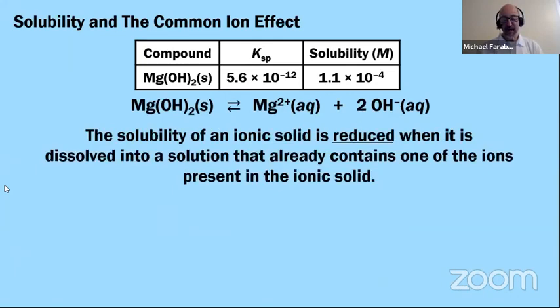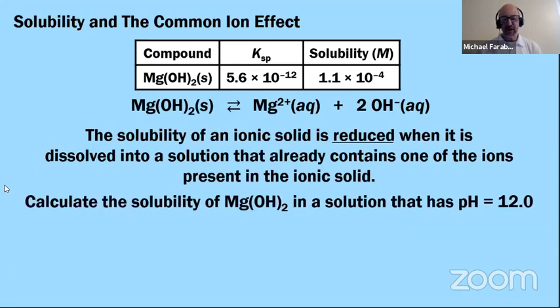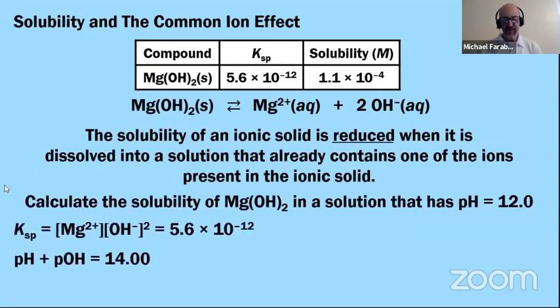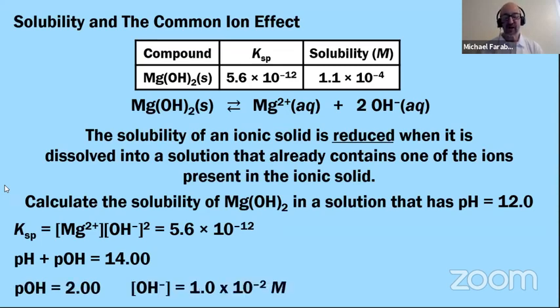You may have forgotten pH, so I'll just remind you that pH plus pOH equals 14. And since the pH is 12, the pOH would be 2, because 14 minus 12 is 2. Now 10 to the minus 2 would be the concentration of hydroxide. So that's how you go from pOH to concentration of hydroxide.